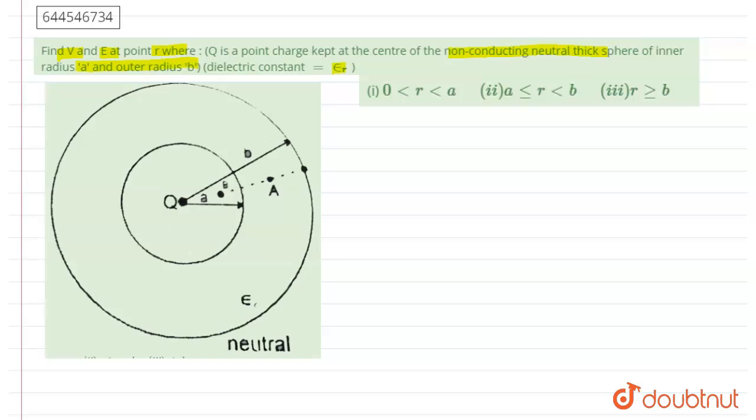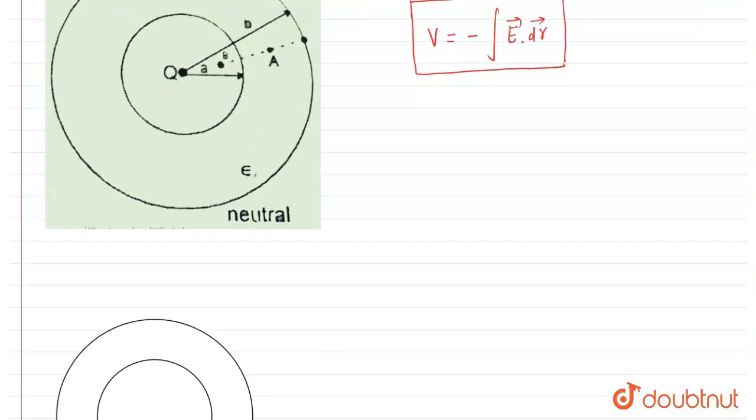First of all we will find the electric field, and for finding potential we will use the relation between potential and electric field, that is V is equal to minus integration of E vector dot dr vector. Okay, that is the relation between potential and electric field.